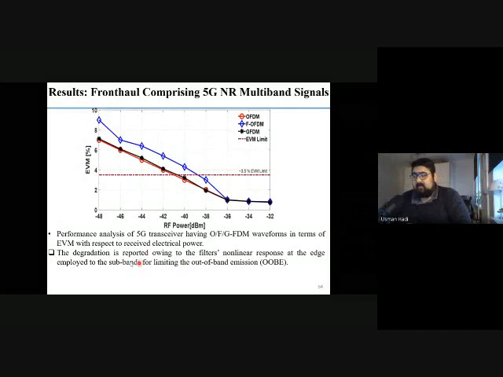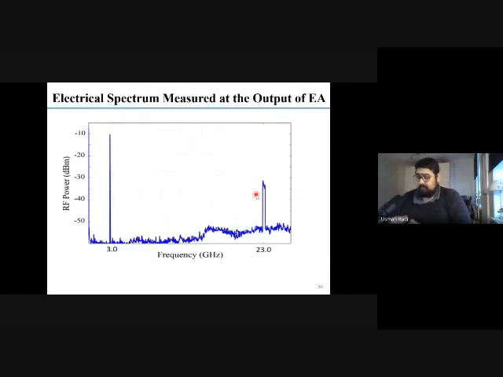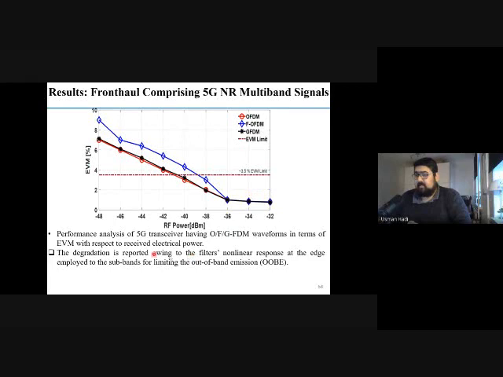So here you can see that with the received power from -48 to -32, you see a very sharp drop, from 10%, 9%, up to 2% of the values. And we are actually not linearizing the system. So it is just to see how the results look when you use the 5G NR multi-band signals in this scenario. And also, the degradation that you are seeing is due to the filter's nonlinear response because of the OOB.